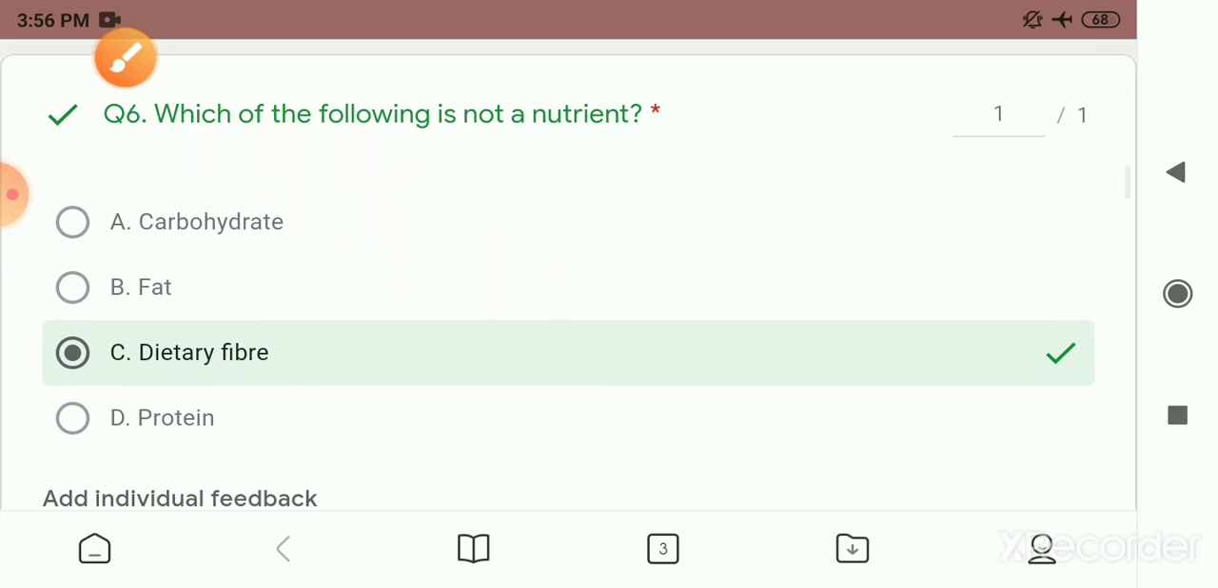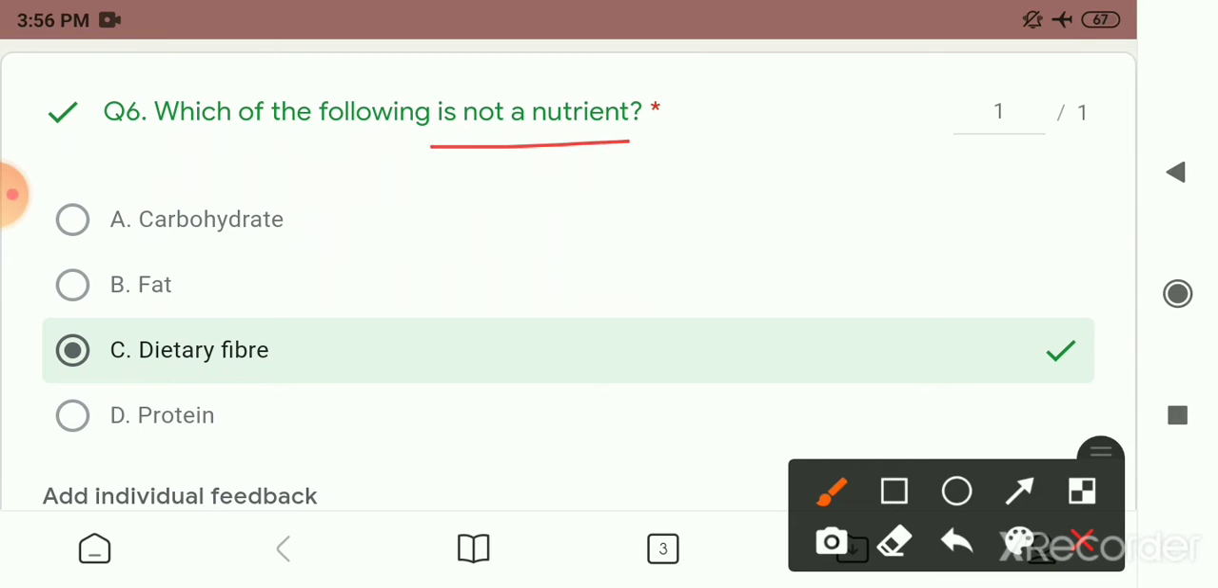Next, sixth number, which of the following is not a nutrient? Which one is not a nutrient? The options are carbohydrate, fat, dietary fiber and protein. So here your answer is option C, that is dietary fiber. So dietary fiber is not a nutrient from the food which we are eating. The rest of the options, that is carbohydrate, fat and protein, these are the nutrients.